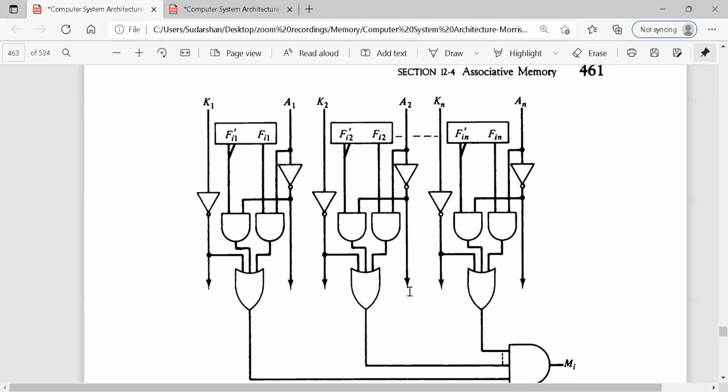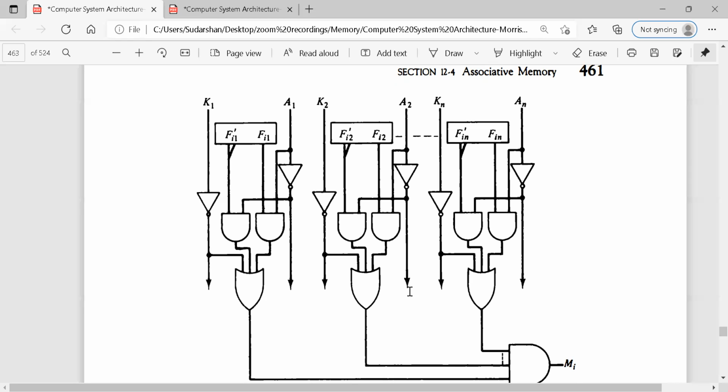Therefore, one input is from the argument register, and another input is from your content addressable memory location, word 1. So A1, let me say W11. That is, A1 is the first bit of your argument register, and W11 is nothing but the first bit of the first word. So you make use of an exclusive OR gate, and then you feed a NOT gate. What is a NOT gate? Whenever the bits are the same, the XOR output becomes 0. When you feed that to a NOT gate, it becomes 1. The same thing you extend for all the n bits of that word, and you finally feed them to an AND gate.